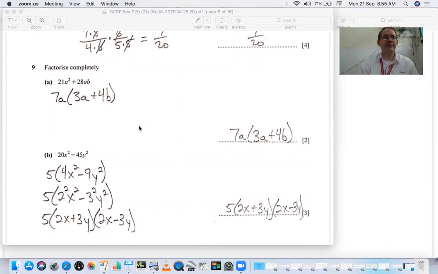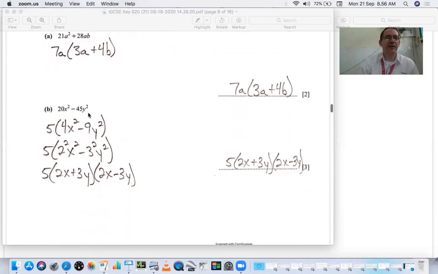Factorize completely. So what you want to look for is what number divides out and what exponent can subtract out. So 21 and 28 are divisible by 7. You have an a that can be subtracted out from both. So 21 divided by 7 is 3. a squared minus 1 leaves you just an a. 28 divided by 7 is 4. And if you subtract out an a, that only leaves you a b left. And so this is your monomial factoring result here.